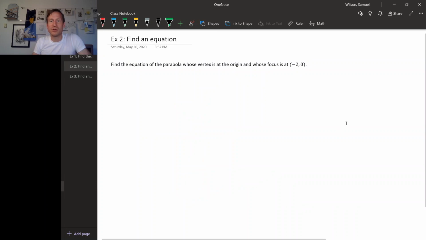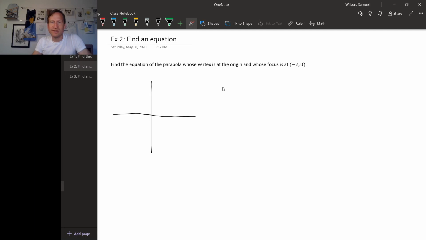Let's find the equation for a parabola whose vertex is at the origin and whose focus is at -2, 0. Just for a quick sketch of what that would look like, if the focus is at -2, then that's here. And that means the directrix must be at +2 there. The vertex is at the origin, so here's the focus, there's the vertex, and so the parabola must be going something like this. Not the most parabola-looking curve I've ever drawn. Okay, so this is the setup.